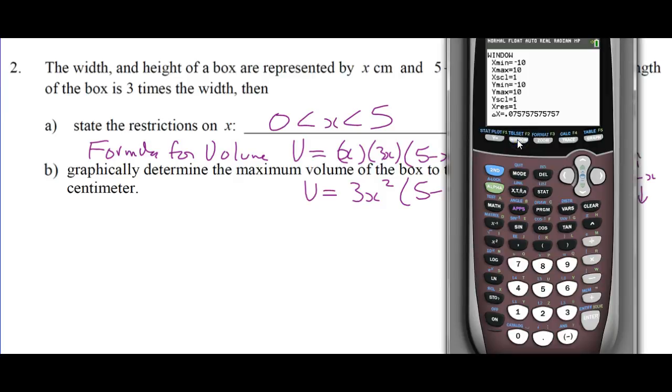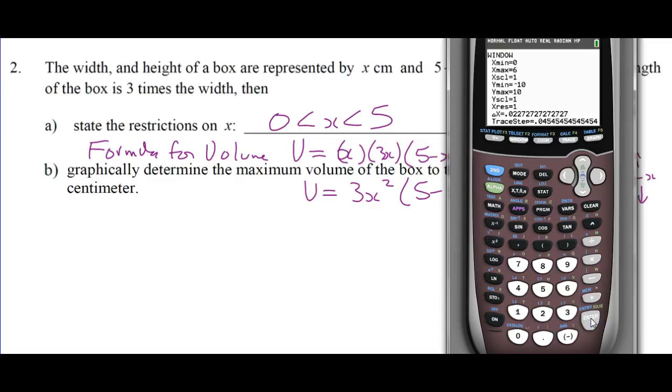Okay, so what window are we going to use for the x's? Let's say 0 to 5, right? Because we know it has to be between 0 and 5. You could also go maybe 0 to 6, just to give yourself a little room on the one side, by ones.